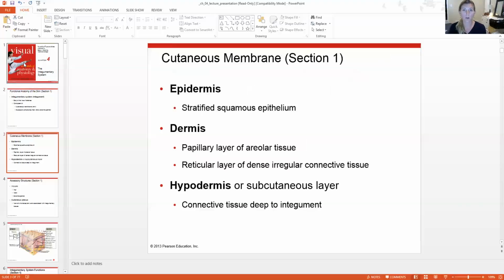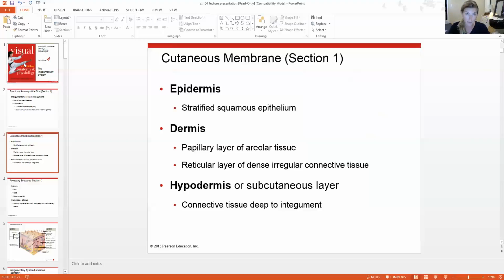So let's talk about the purpose or the main components of the cutaneous membrane. You have the epidermis, that's the outer covering, that's what you see. Your epidermis is showing, haha, right? It's made of stratified squamous epithelium. And then you have the dermis, which is composed of two layers. There's a papillary layer, which has areolar connective tissue. It's just a conglomeration of different fibers and cells. And then below that is a dense, irregular layer called the reticular layer. So the papillary layer and the reticular layer make up the dermis.